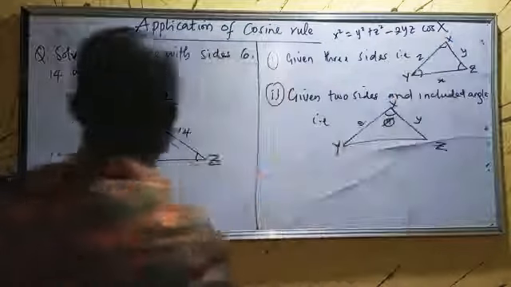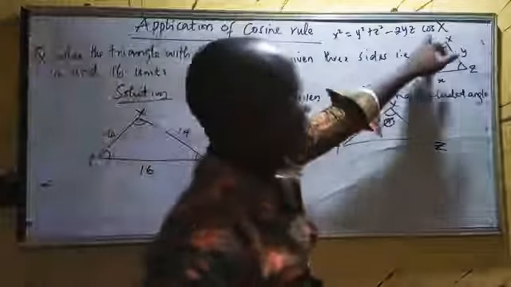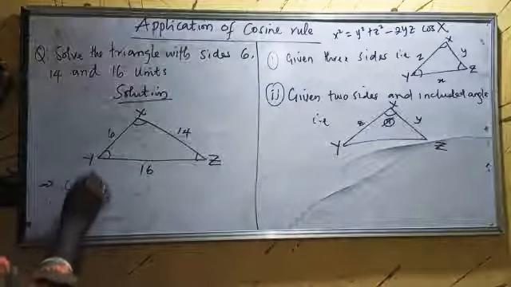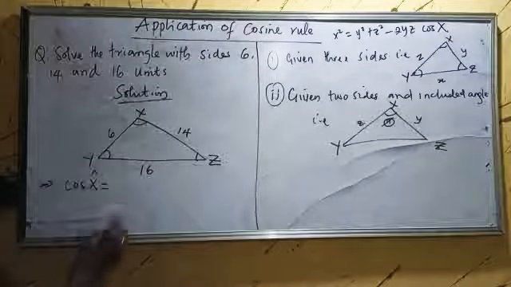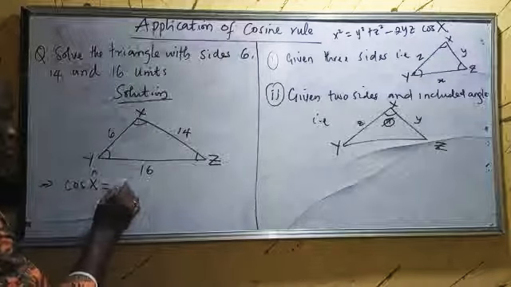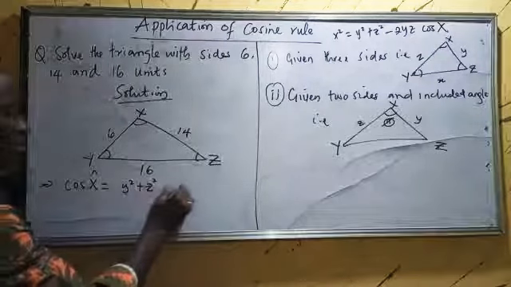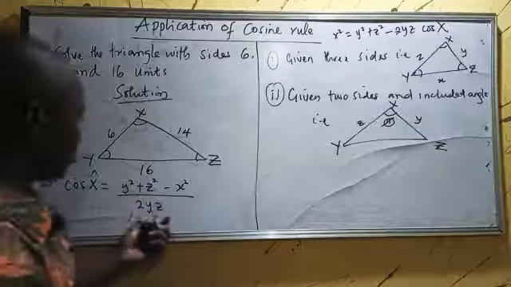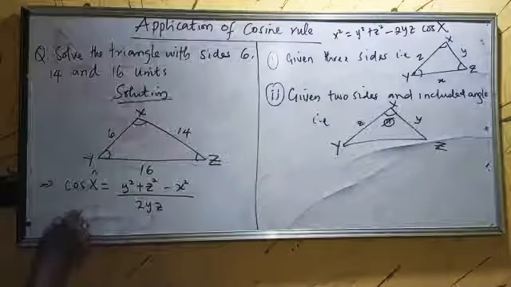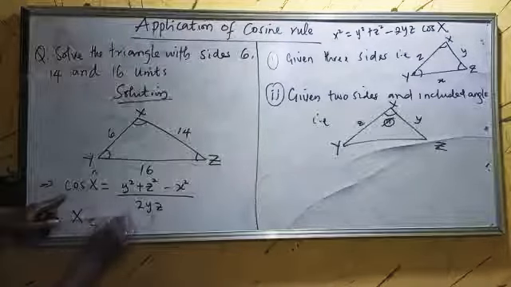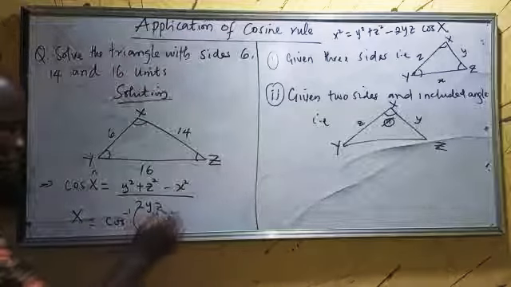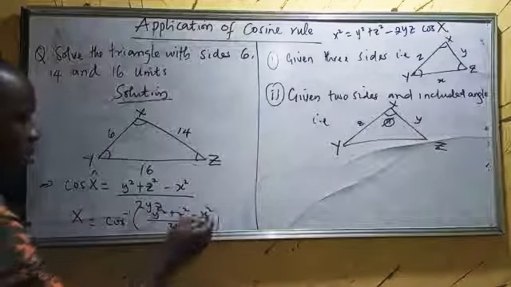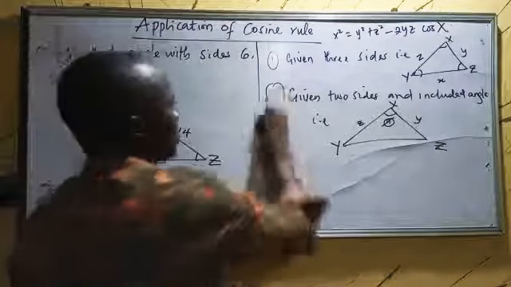If you want to get x, we make cos x the subject of the formula. That is, cos x will be equal to y squared plus z squared minus x squared over 2yz. So if you make it the subject of the formula, x is cos inverse of y squared plus z squared minus x squared over 2yz. So that is what you are going to have.